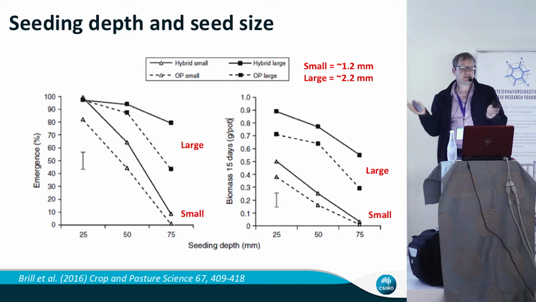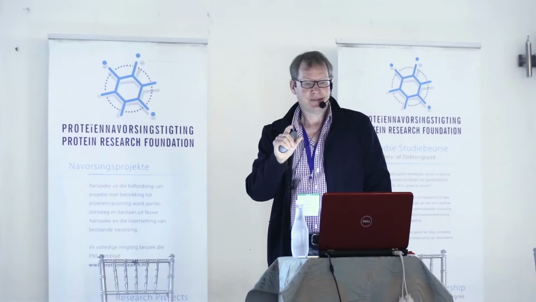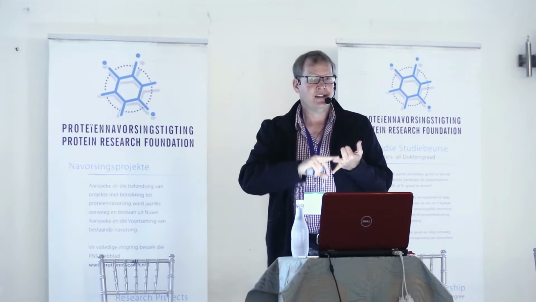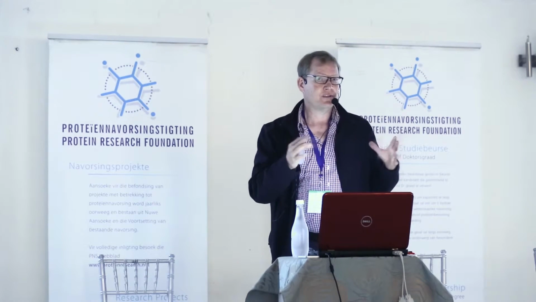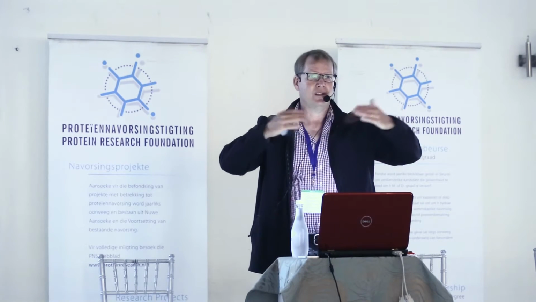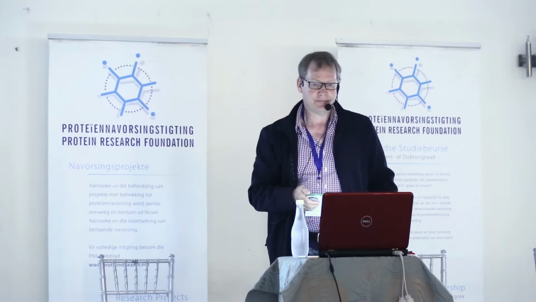If you've got seed that's graded to 2.2 millimetres, it will emerge from 5 centimetre depth pretty successfully, and the hybrid really didn't add much value. Once you've got seed that's at 75 millimetres, very deep, it's struggling to emerge if it's small seed, but if it's larger seed, it was still able to emerge. But there, the hybrid had a real advantage over the OP. So hybrid seed, large seed, is going to help if you're in a situation where you've got uneven seed bed or you have to sow deep to chase moisture.